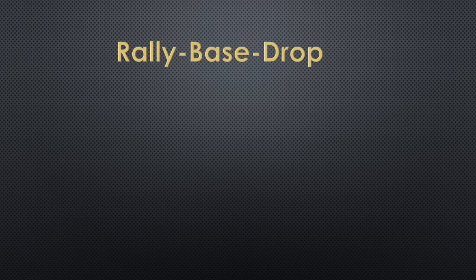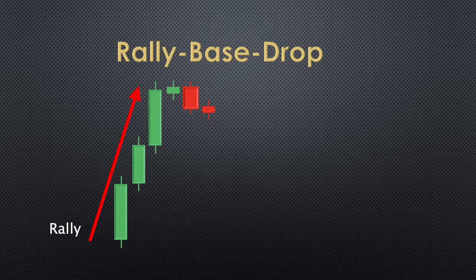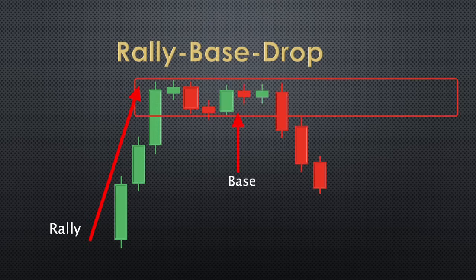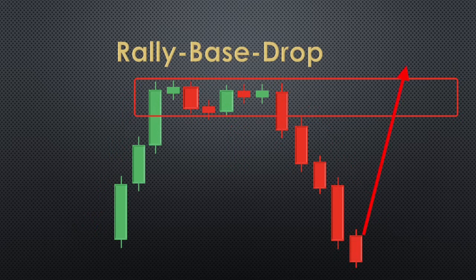Now let's switch to the rally-based drop, a classic bearish reversal pattern. The market rallies upward, hits a base where institutions start selling, and then drops sharply. This base forms the supply zone, where smart money leaves its footprints, creating a high probability area for future price action. When the price revisits this zone, institutions already have their limit orders waiting, and the market often sweeps liquidity from retail traders who have placed their stop losses just above the zone.